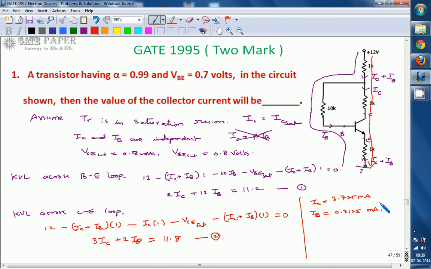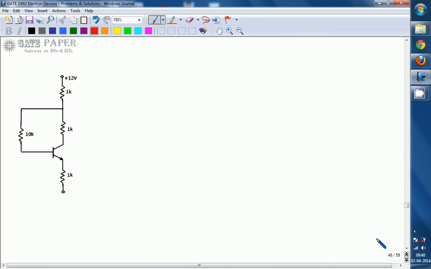Okay, so whether this IC and IB are going to be right or not, that we have to check. For that one we should go for the condition for saturation region. The condition for saturation region is that IB, the actual base current flowing, should be greater than or equal to IB minimum. This is the condition.